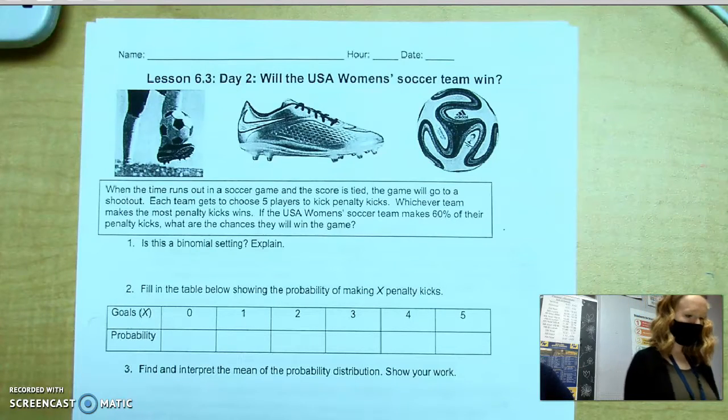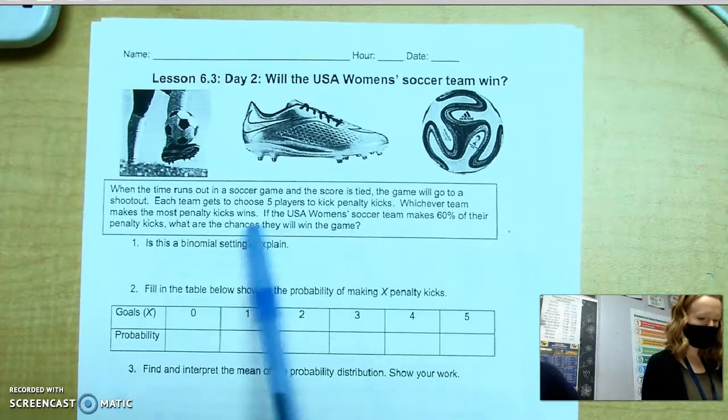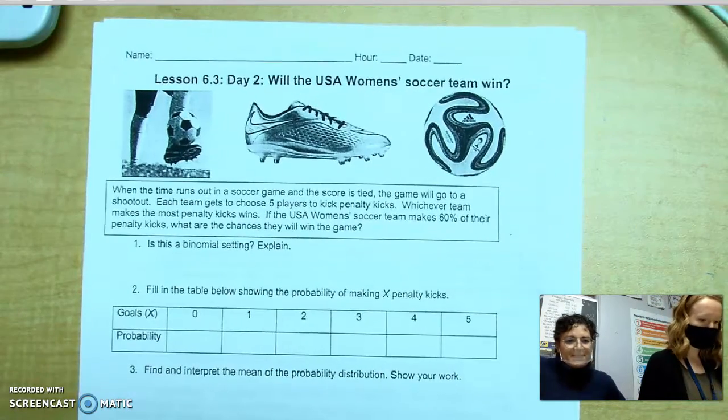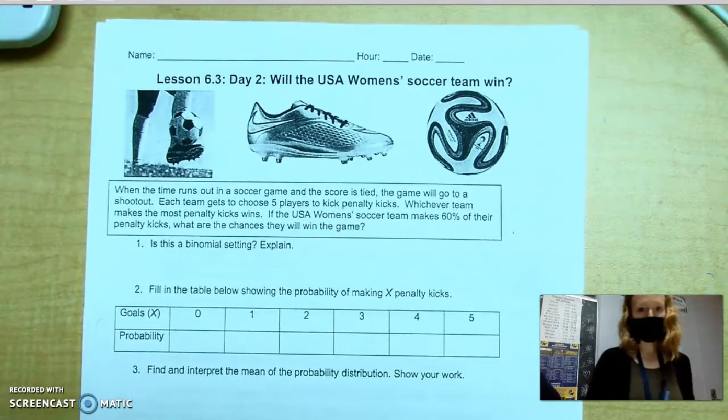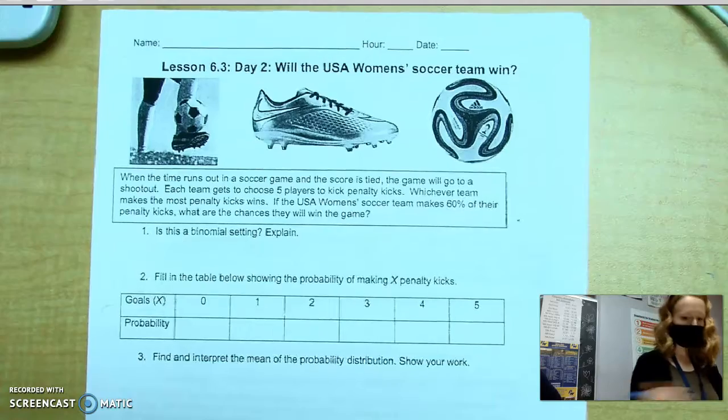So, if you take a look, it says whichever team makes the most penalty kicks wins. We make 60% of our penalty kicks. What are the chances that they win the game? Is this a binomial setting? So you need to check your bins.